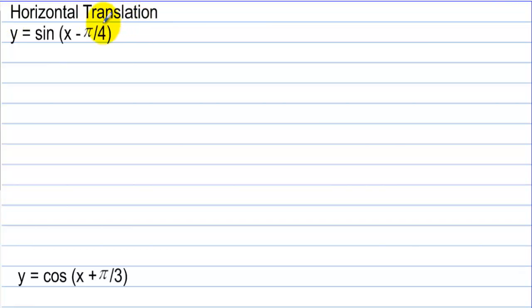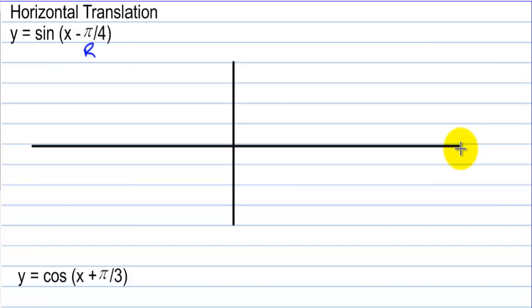Horizontal translation. When we add or subtract on the inside of the function, that moves our function left or right. This is minus pi over 4, so that's actually going to move to the right. There's the y-axis, x-axis, and there's nothing in front of x, so our period is going to be 2 pi. So let's go 1, 2, 3, 4 marks. Here's 2 pi.